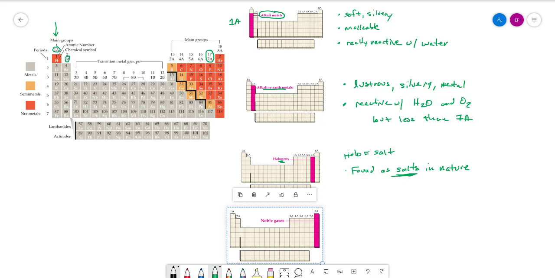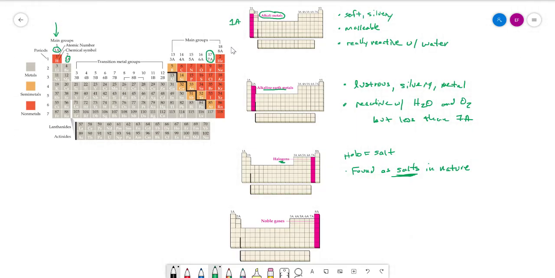The last key group that I want to talk about are the noble gases, which I think we've all heard before as well. These are group 8A, so they constitute this final column here: helium, neon, argon, krypton, xenon, and radon. They're highlighted also as the pink portion of this periodic table, so noble gases. The name implies sort of two different things.